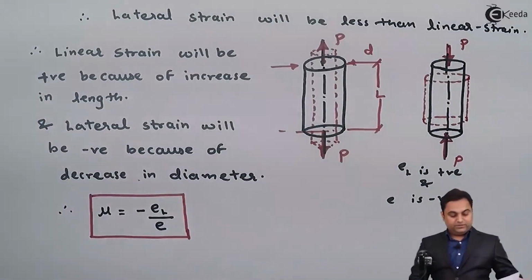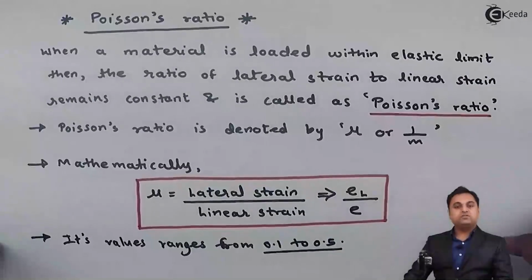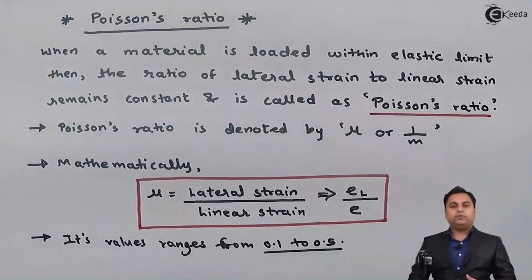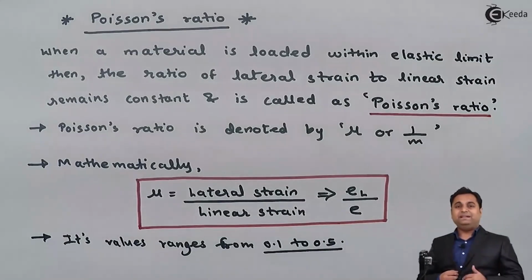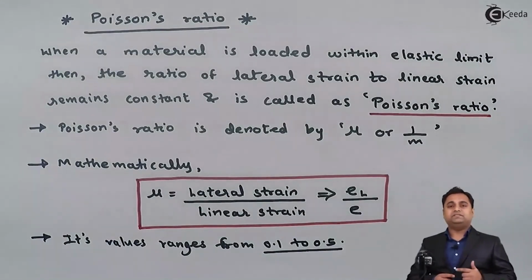So here we have seen in this video the definition of Poisson's ratio. What is the meaning of Poisson's ratio? And from that we have seen another term called lateral strain.